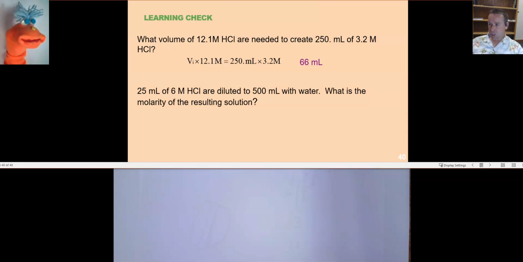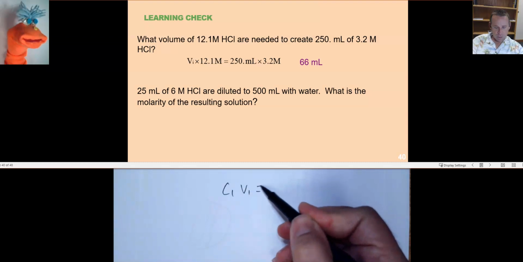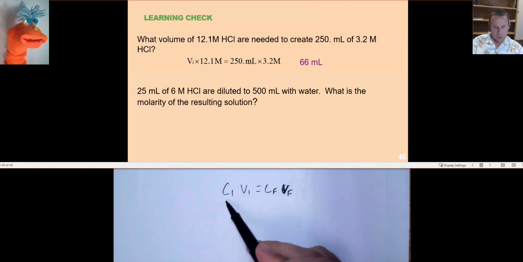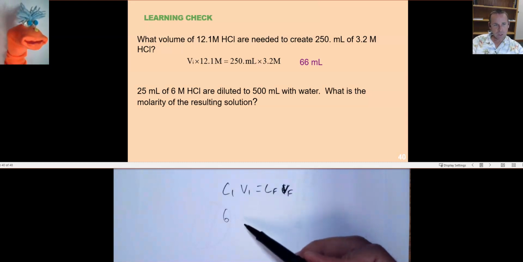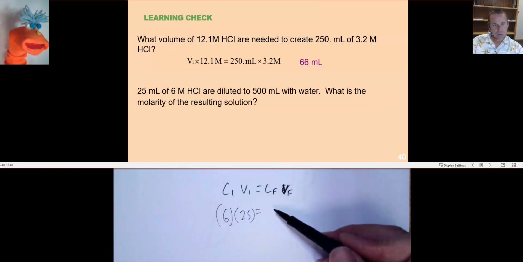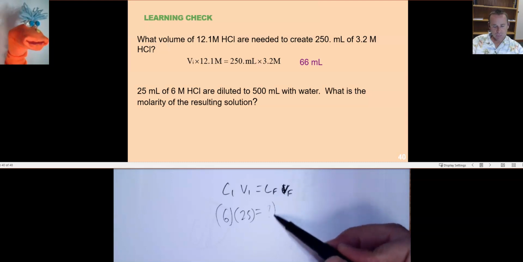So what's our initial concentration? We have our C1, V1, CF, VF. What is our initial concentration? 6 molar. Very good. And our initial volume? 25 mils. Okay. And what's our final concentration? That's what the question is asking. What's the resulting molarity?